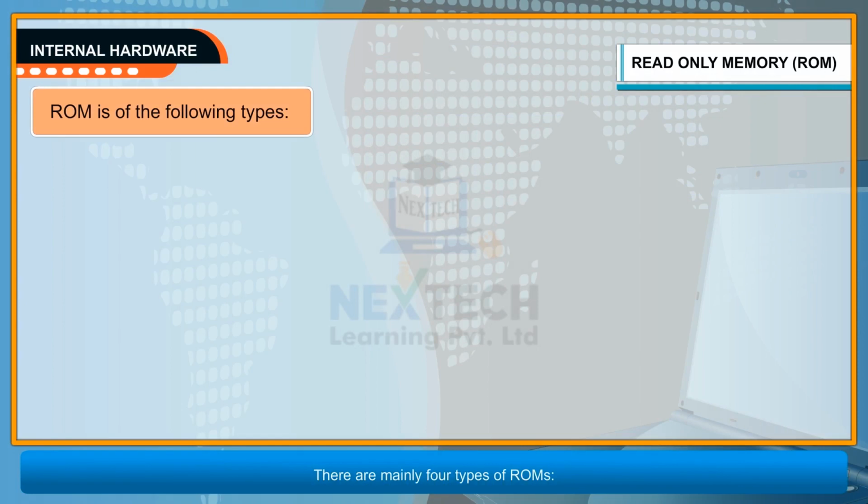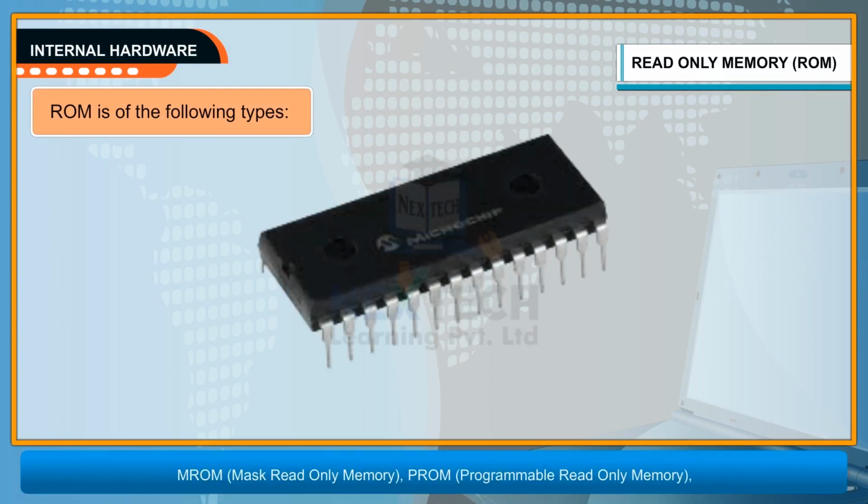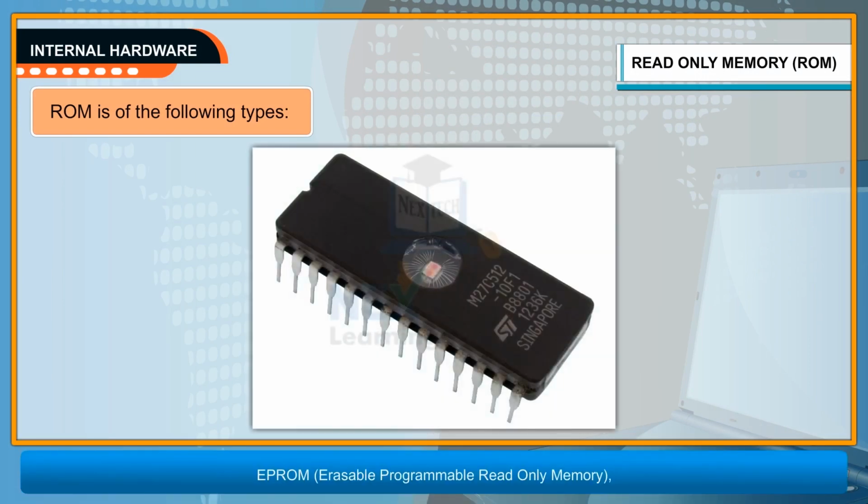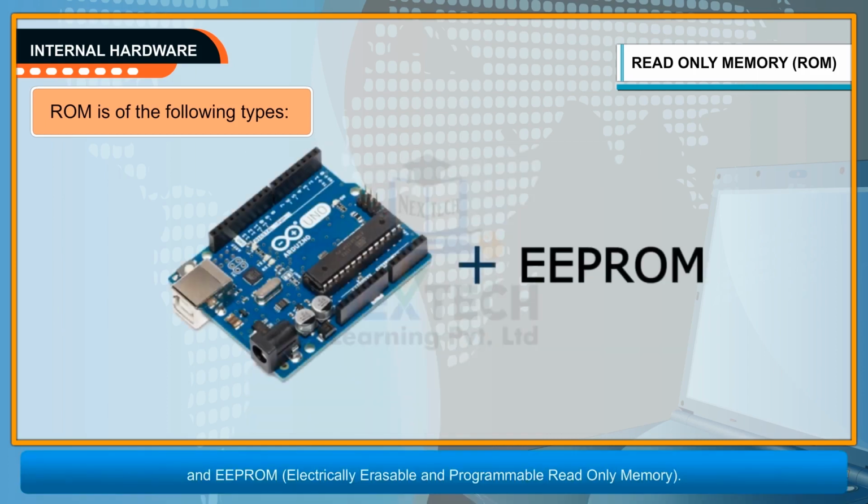There are mainly four types of ROMs: MROM, Mask Read-Only Memory; PROM, Programmable Read-Only Memory; EPROM, Erasable Programmable Read-Only Memory; and EEPROM, Electrically Erasable and Programmable Read-Only Memory.